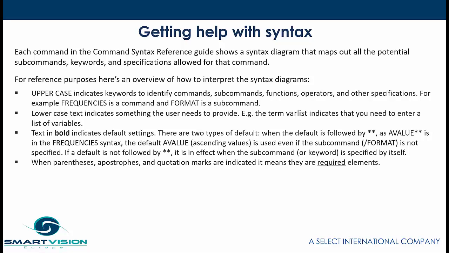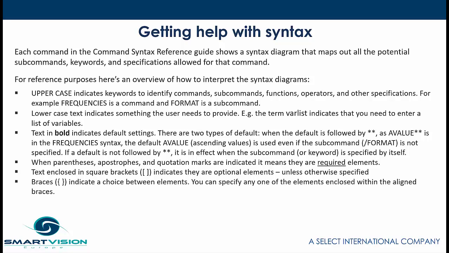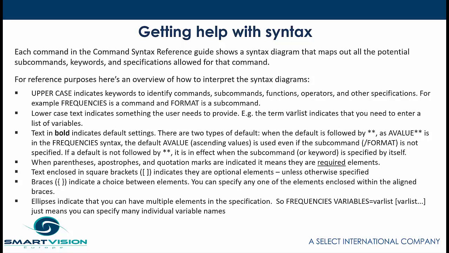When parentheses, apostrophes, and quotation marks are indicated, it means they are required elements, they're mandatory. Text enclosed in square brackets indicates that they are optional elements unless otherwise specified. You don't normally have to specify them. And text in braces, these curly brackets, indicate a choice between elements. You can specify any one of the elements enclosed within the aligned braces. And lastly, ellipses, or this dot dot dot you get, just indicate you have multiple elements in the specification. So things like variable names, where you can specify an individual variable name or a list of many individual variable names, is what that denotes.